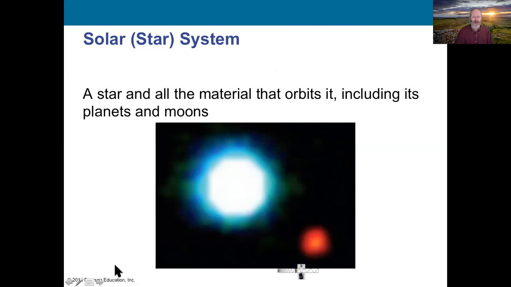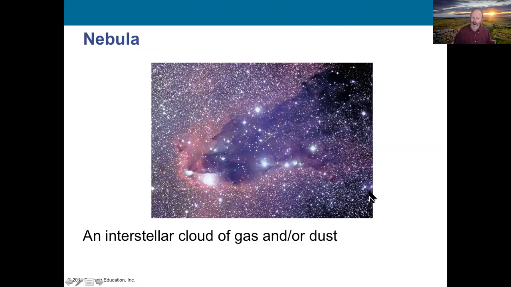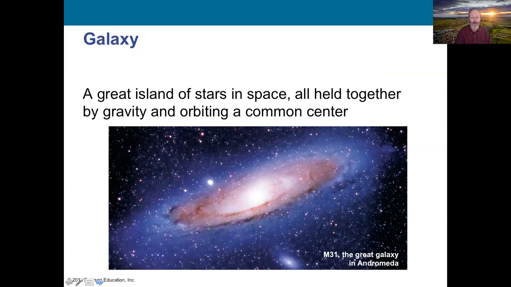Out beyond our solar system, we have a couple of different constructs that are worth noting. Nebula. Nebula is a Latin word meaning cloud. We have clouds of gas and dust that are out there. These are stellar nurseries. This is where stars and planets are formed in the first place. Some of them are bright, some of them are dark. If you take the 102 class, we explore these in a lot more detail. Taken all together, all of these planets and stars and nebulae and other things form galaxies.